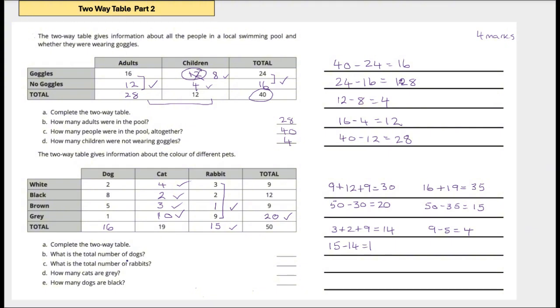What is the total number of dogs? Well, we know the total number of dogs is 16. And because we checked our answers as we went, we can confidently answer these. What is the total number of rabbits? 15. How many cats are grey? Cats, 10. How many dogs are black? Dog and black is 8. So there we have it. That's a bit trickier.